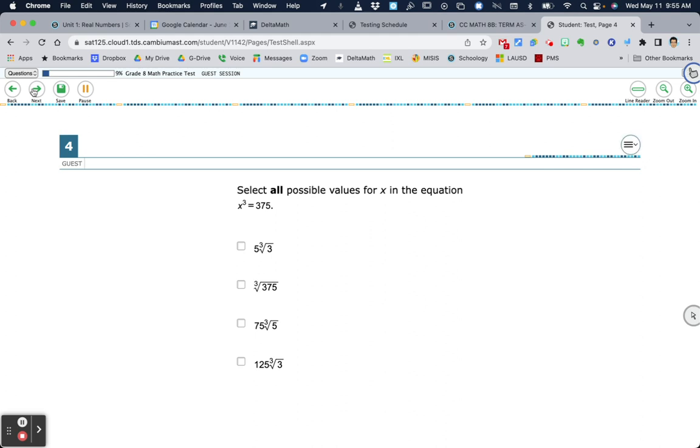Okay. Something else. It says select all values for x in the equation x cubed equals 375. Okay. So it's an equation. We want to solve it. X to the third equals 375. How do I get x by itself if it's x to the third? It's kind of like dividing.